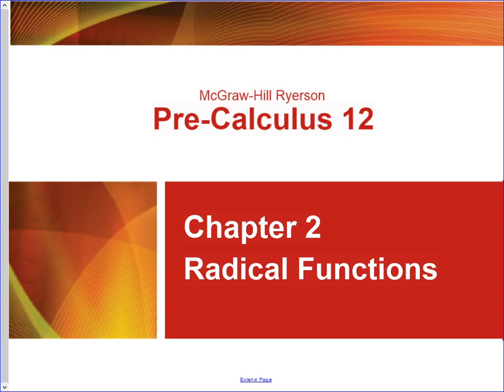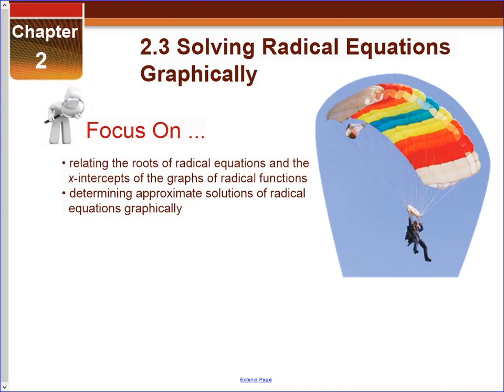In this video, we're going to be talking about chapter 2.3, radical functions, or solving radical equations, pardon me, graphically. The things that we're going to be focusing on today are relating the roots of a radical equation, or in other words, the solution to radical equations, and the x-intercepts of the graphs of those radical functions. And also focusing on determining approximate solutions. So instead of exact solutions using square root signs, just decimal solutions rounded to a certain amount.